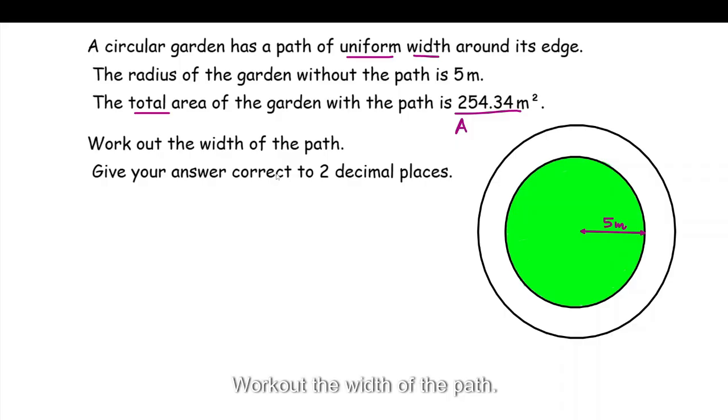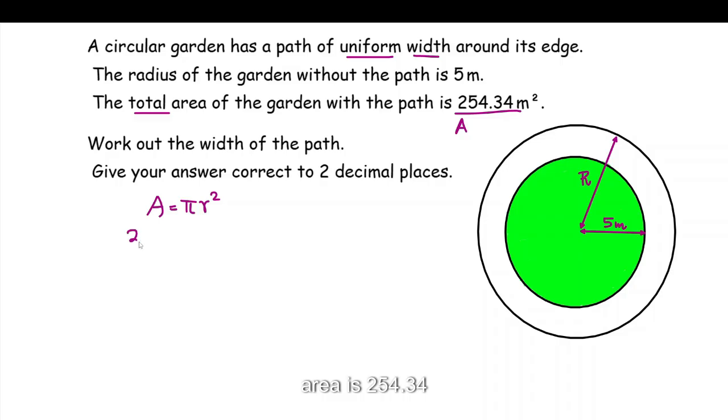Work out the width of the path. So let's say the radius of the full garden, including the path and the middle bit, is R. I know the area formula is equal to pi r squared. So the area, 254.34, is equal to pi times the radius, capital R, squared.